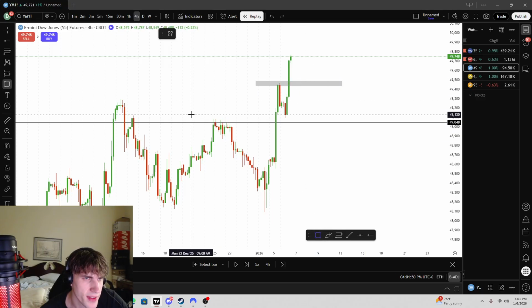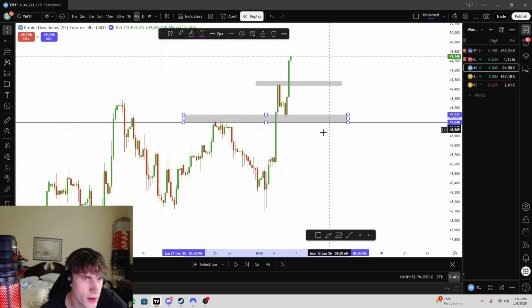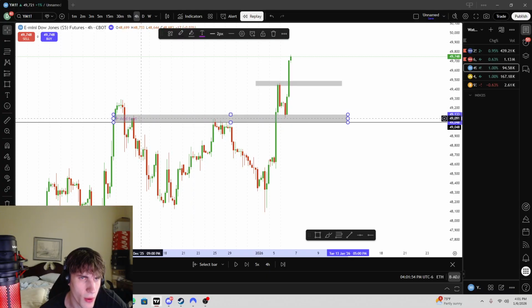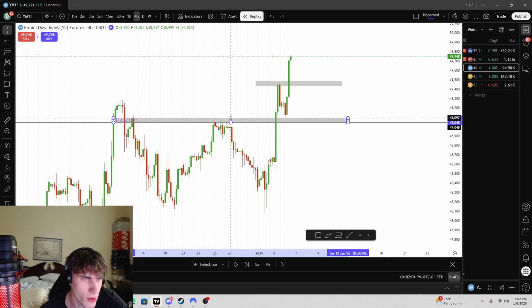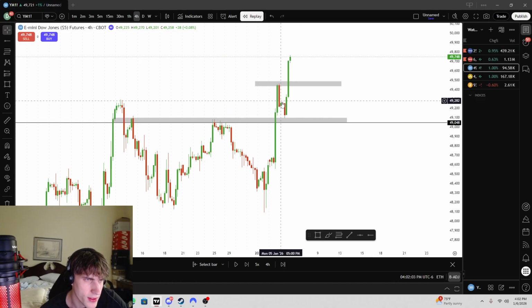And then also, if you pay attention, this level right here is technically a whole level because you got 1 touch, 2 touch. And then once it turned into resistance, once it turned into support, it came back, touched this level, came higher.